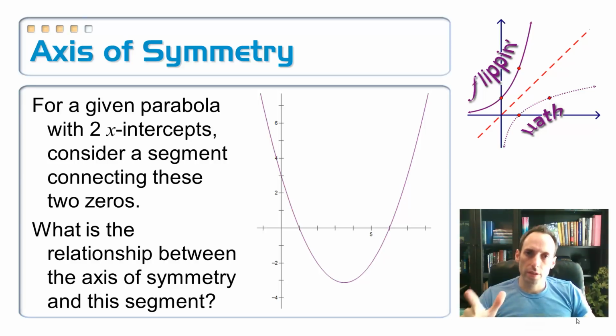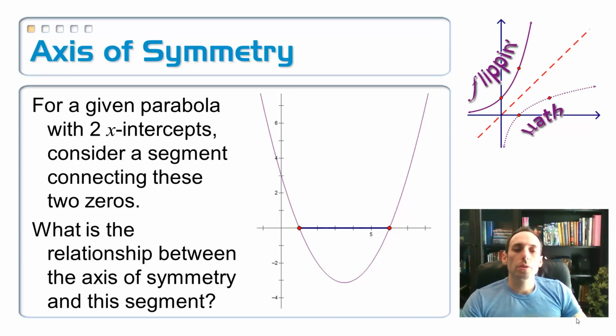Alright, so let's look at this axis of symmetry in a bit more detail. Given a parabola, let's consider a segment that connects the two zeros, the two x-intercepts of our graph. Take a look at this. What's the relationship between this segment and the axis of symmetry?